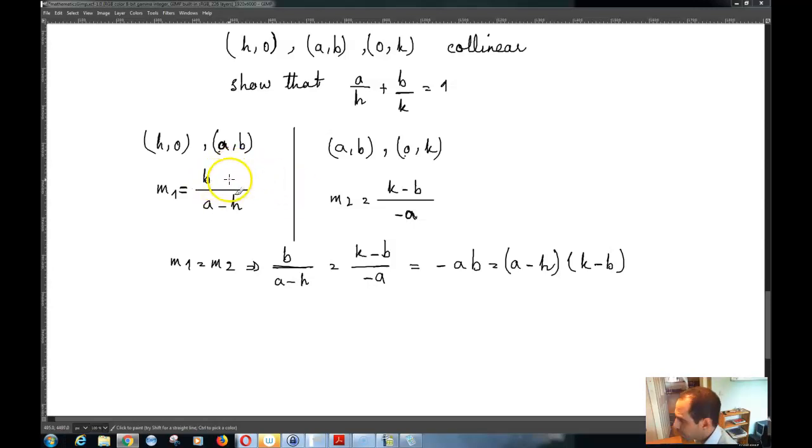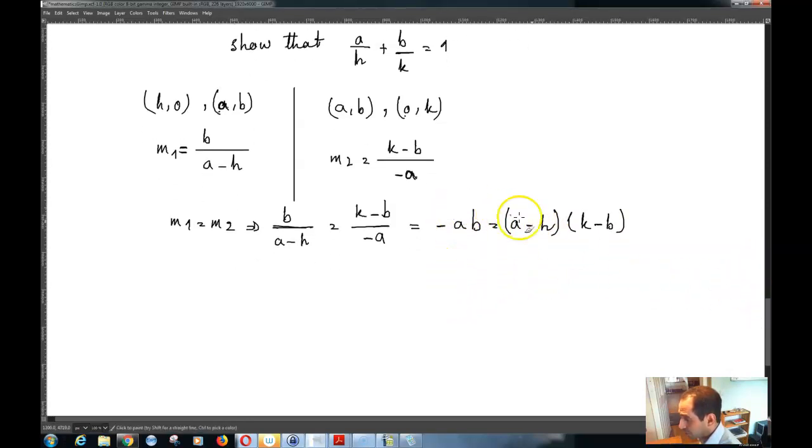So here we have b minus 0 over a minus h is equal to k minus b over negative a, which means that negative ab is equal to k minus b times a minus h. And so if I write this out, it seems that what I did was not actually wrong. So that means that negative ab is equal to ak minus ab minus kh plus bh.